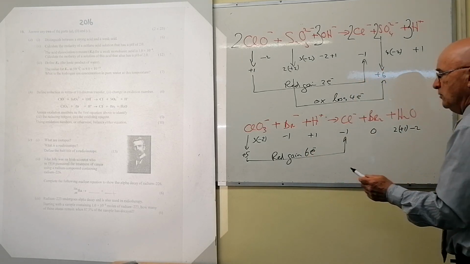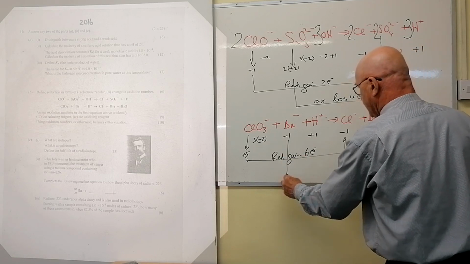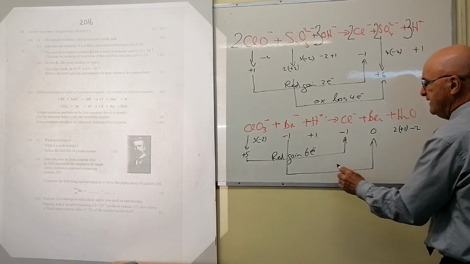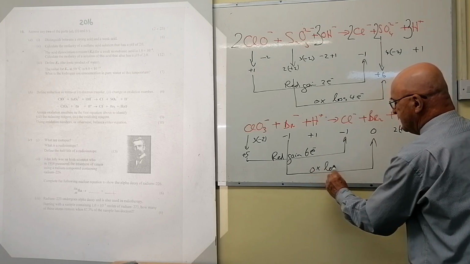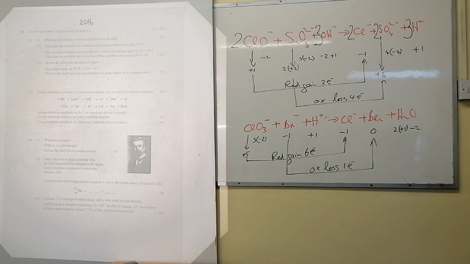Okay? And now, leave the oxygen. I see bromine is going from minus 1 to 0. Minus 1 to 0. That is an increase. That's oxidation. Oxidation is a loss, and it's a loss of a single electron. Loss of a single electron, okay?